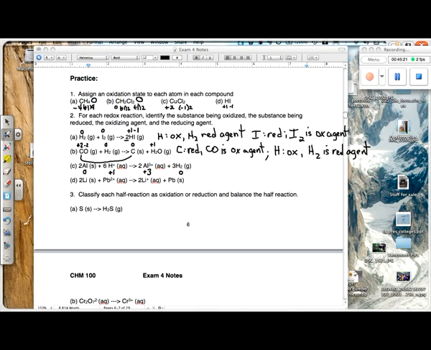Aluminum goes from 0 to plus 3. Aluminum is being oxidized. Oxidation number goes up. Aluminum is the reducing agent. Hydrogen is being reduced, and H plus is the oxidizing agent.